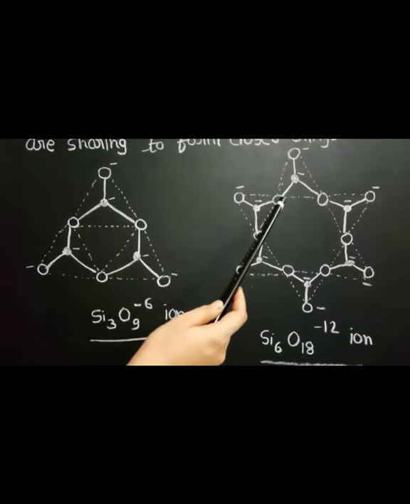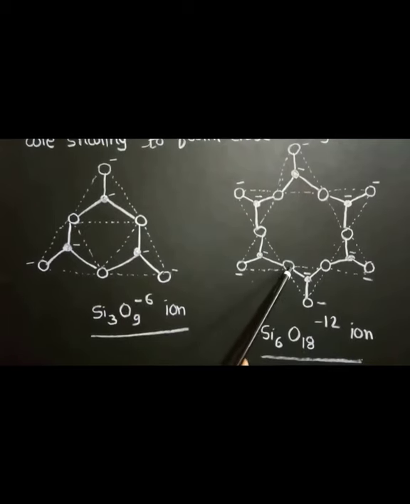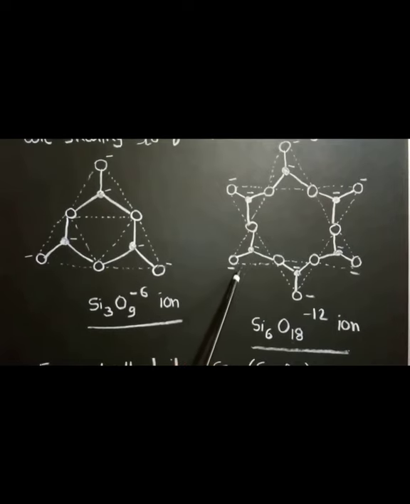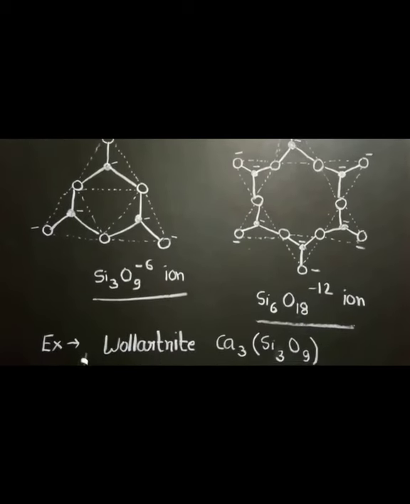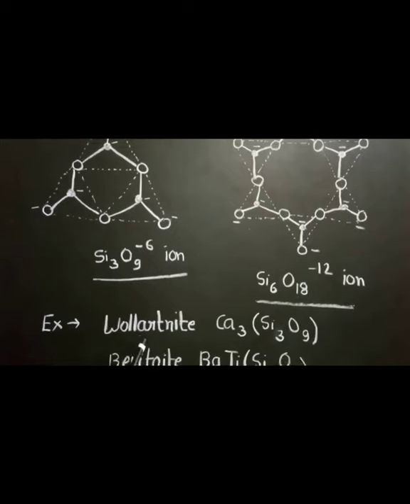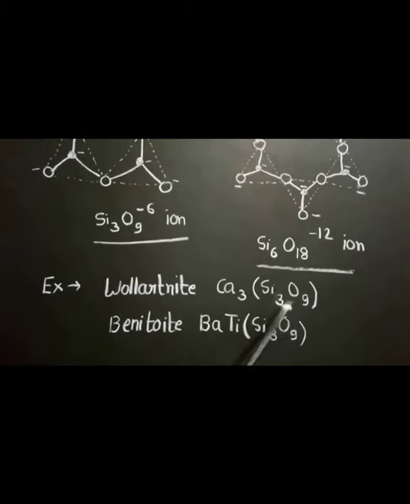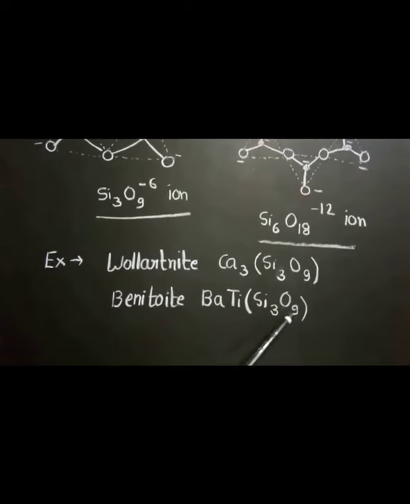Don't consider the dotted line as a bond. The dotted line is nothing but it is looking like a tetrahedral structure. So here also Si6O18 12 minus. So the main example for this is beryl, Be3Al2Si6O18, an aluminosilicate with each aluminium surrounded by 6 oxygen atoms octahedrally. So here also an example is given, walstromite, no need to learn this example. So better, beryl is the example.